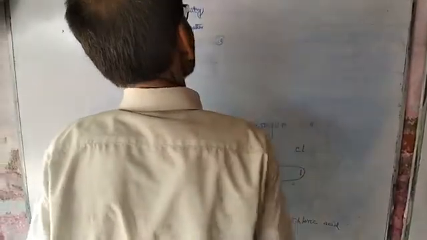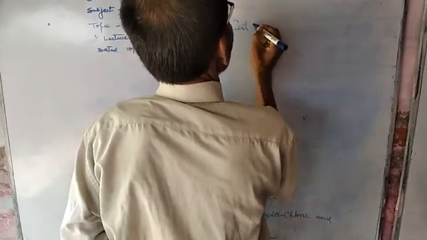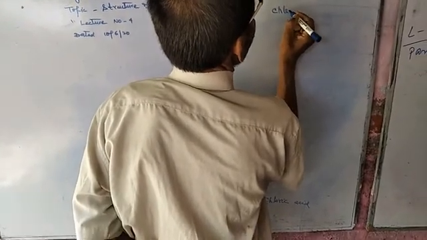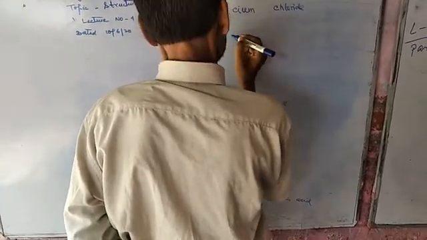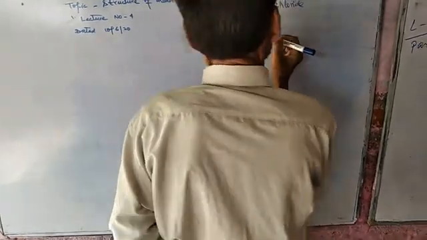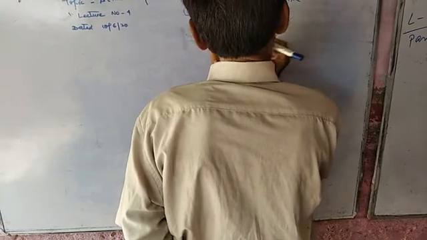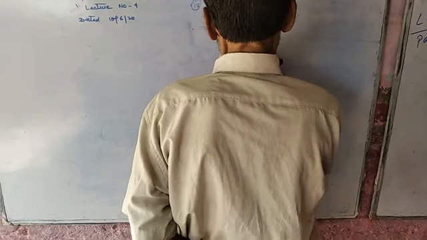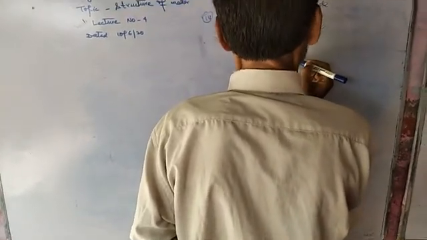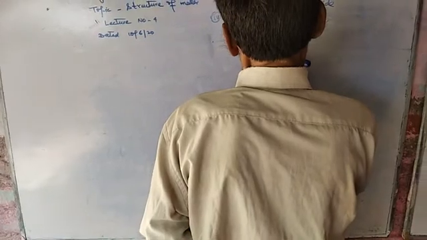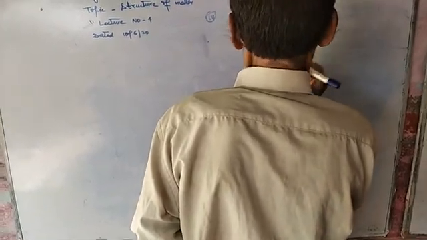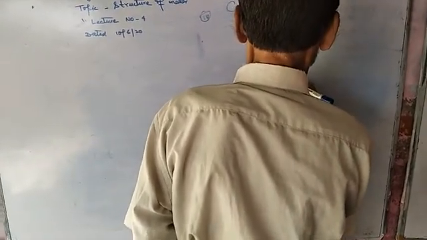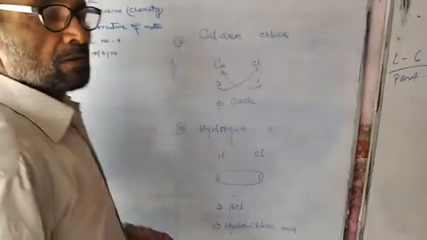Calcium chloride. For calcium, we write symbol Ca. For chlorine, we write Cl. Its valency is 2, its valency is 1. Both are not equal, so it does not neutralize each other, and formula becomes CaCl2.